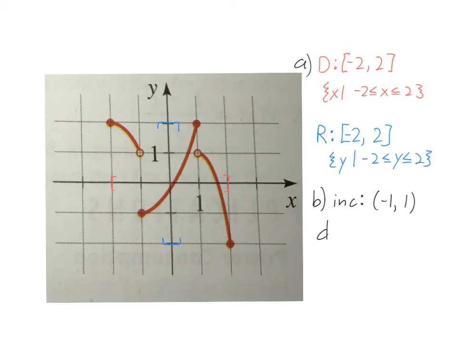Now for decreasing, well, it is going to be decreasing here and it's decreasing here, so I need to actually mention both. Well, my x values in which it's decreasing is from -2 to -1, so I'm going to write -2 to -1, and then with the union of this piece right here, so from 1 to 2.